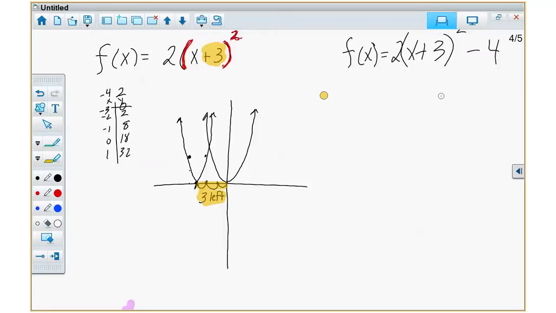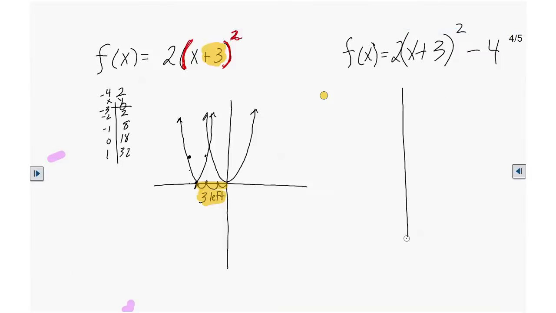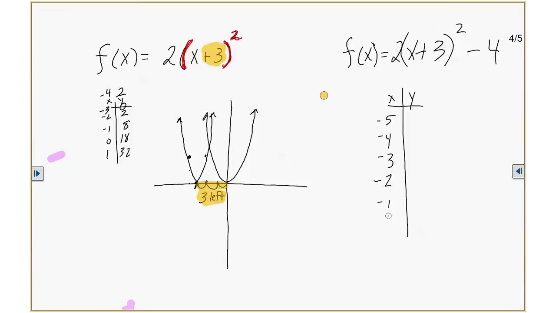All right, so we got this. Well, I'm not going to do it. I'll just do this right here. X and Y. -5, -4, -3, -2, -1, 0, 1, 2. I'm going to start at -3. We'll see if -3 works out. -3 plus 3 is 0. 0 squared is 0. 0 times 2 is 0. Minus 4 is -4. Is that -3? Yeah.